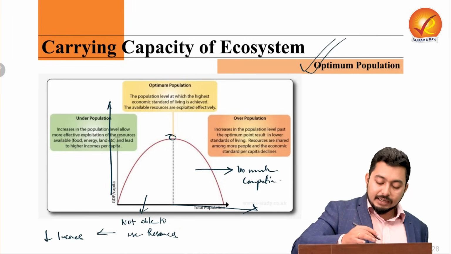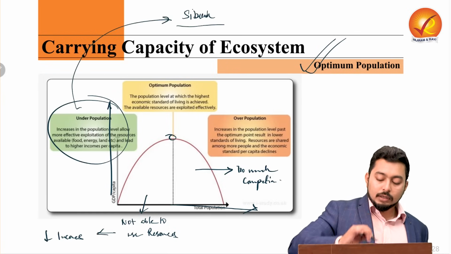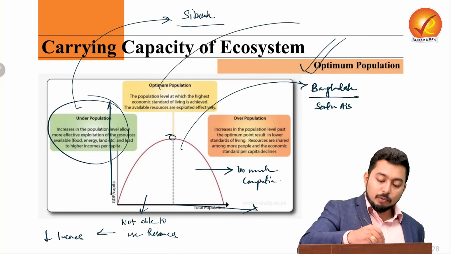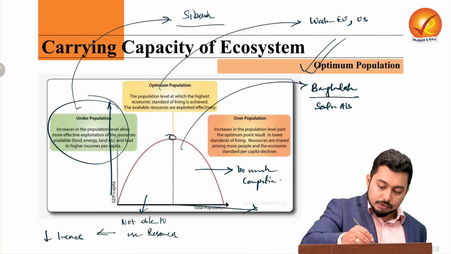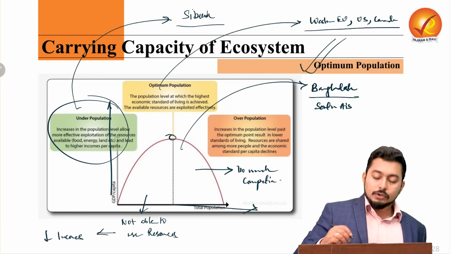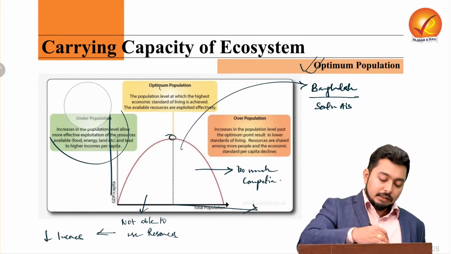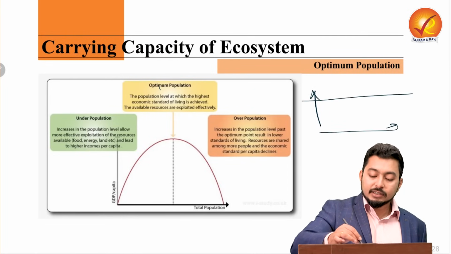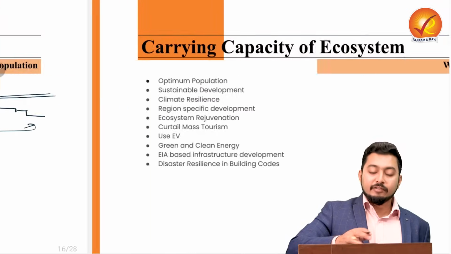So according to these ideas, we can take some examples. Let's say underpopulation, Siberia. Let's say overpopulation, let's say Bangladesh, South Asia. And what is optimum population? Let's say Western Europe or the US, Canada. So there must be some balance between resources as well as population, and simultaneously this optimum population will also help us to stay within the limits that the ecosystem has created. And because there has been degradation in this carrying capacity, we need to take some measures.